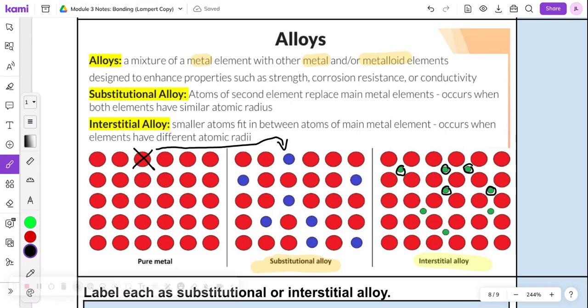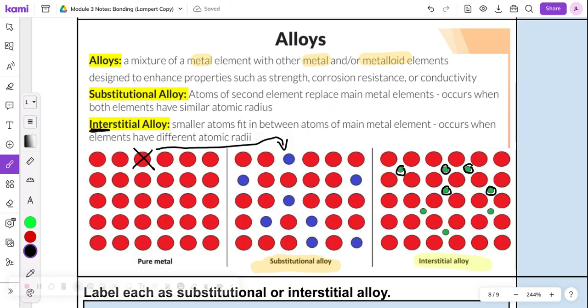Now interstitial, if we break down that word into parts, inter just means between. So like international travel, right? It means travel between two nations. And stitial just means space. So it's an alloy where there's stuff between the spaces. We have stuff between each atom here that allows it to form this new type of alloy.